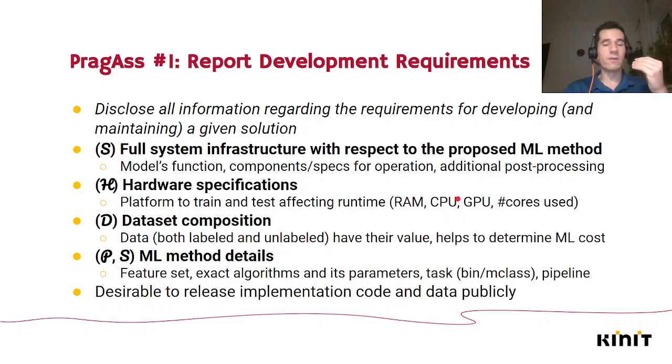And then finally, we want to disclose machine learning method details. What features did we use? What are the exact algorithms and parameters? Did we use binary or multiclass classification? What was the pipeline from data collection to the final classification, or even the handling of the classification or the decision data, and so on. And if we can, as researchers, we should focus on releasing the implementation code and data publicly.